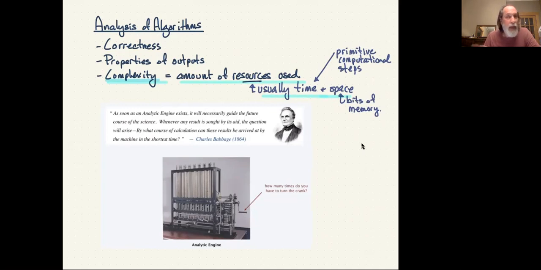And time is abstracted, so it's not real time, because the real time taken by an algorithm would depend on the implementation, the hardware, many other things. Okay, so time is measured by the number of some category of primitive computational steps, and space as an amount of memory, number of bits of memory required for executing the algorithm.